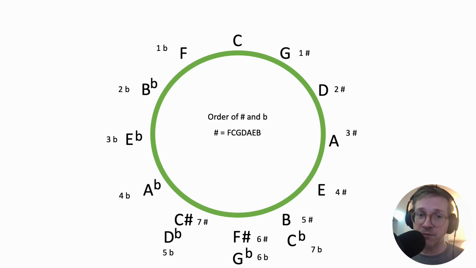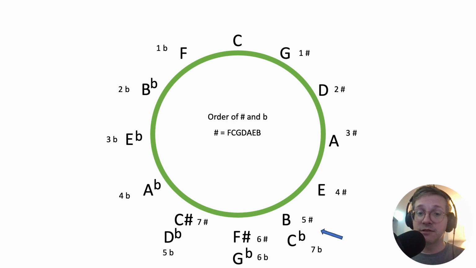So the order of sharps on the sharp side are F, C, G, D, A, E, and B. If you like mnemonics, I had a student tell me this one time. Fat cats go down alleys eating birds. If that works for you, awesome. You know where else you can find it? Right here on the circle. F, C, G, D, A, E, B.